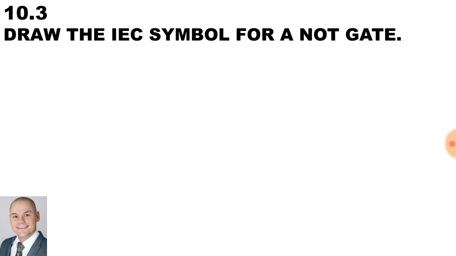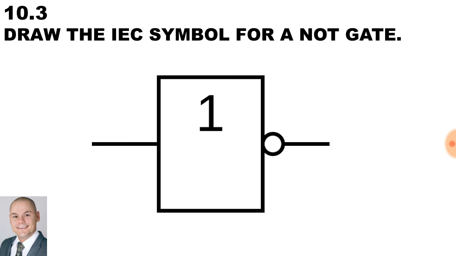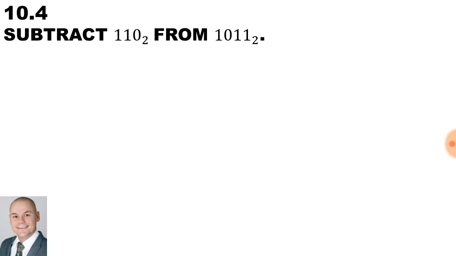Draw the IEC symbol for a NOT gate. Now, a NOT gate is an inverter. Very simply, the output will be the opposite of the input. Our very last question: subtract this binary number from the following binary number. Now, we have the binary number of 1, 0, 1, 1. Subtract the following binary number of 1, 1, 0.